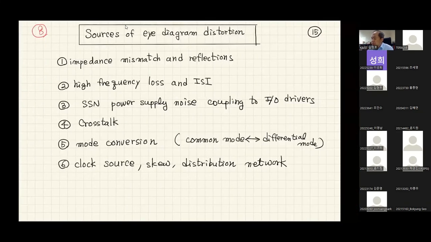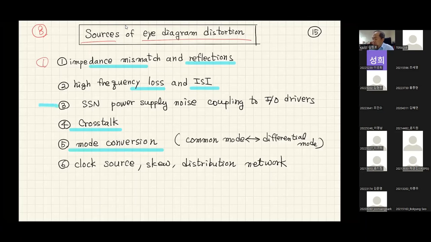So there are many sources of eye diagram distortion. Number one is, as a summary of the class in April, impedance mismatch and reflections. And we were talking about crosstalk as well. In the previous week and this week, I was talking about LOS and ISI. And also we were talking about mode conversion and simultaneous switching noise, and clock source skew distribution network will be covered in the following weeks. So I think these are a good summary of the sources of eye diagram distortion.